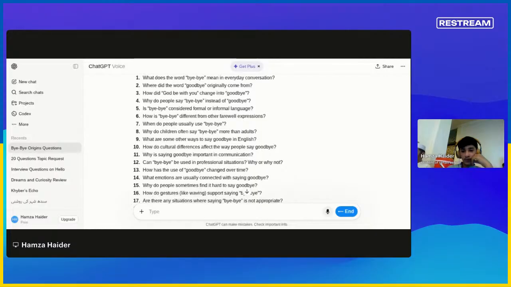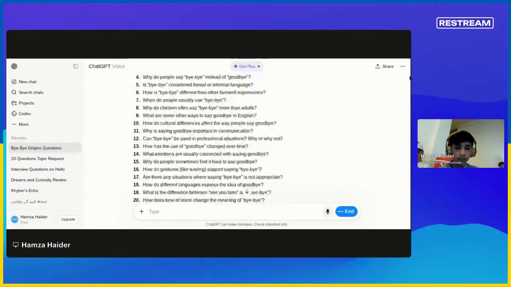Why do people sometimes find it hard to say goodbye? Of course. If you have any other topics or phrases you're curious about, whether it's about language, culture, or something else, just let me know. The moment is ending. Why do people sometimes find it hard to say goodbye?